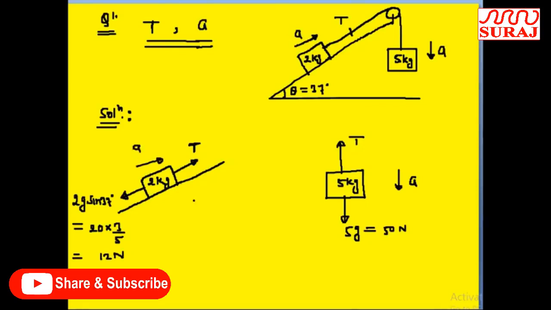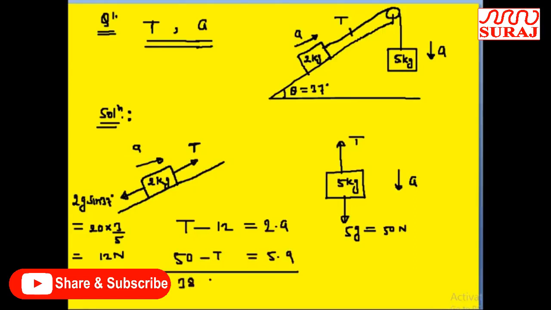Now for 5 kilogram block, the same tension will be here because the string will not change and it's mg 5g. So the motion 5g is equivalent to what? 50 newton. If we see, then this mass is heavy, so it will move downward, and for that the 2 kilogram block will have to move up the incline. It means the acceleration can be shown in this way.